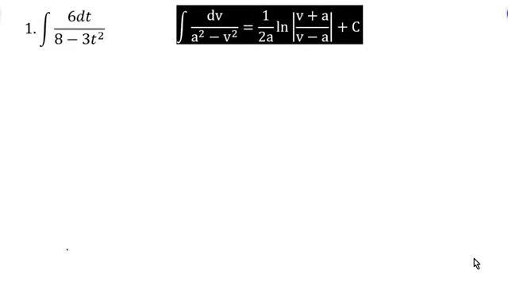Hey there guys, so today we're going to determine the integral of this problem that I have right here. Alright, so this is going to be pretty easy. Well, we have the problem, right? We have this problem over here, and we also got the formula.